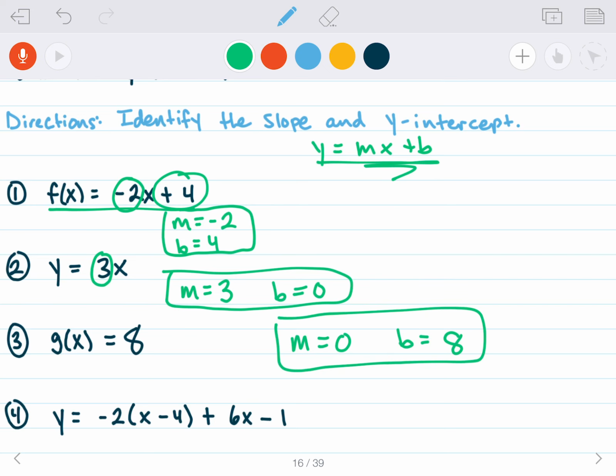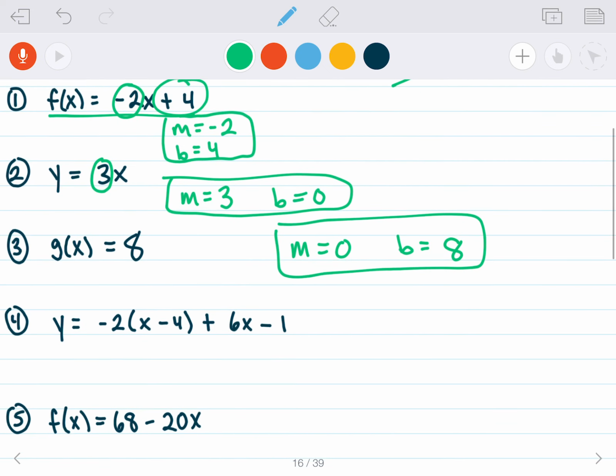All right, let's look at number 4. Now this isn't in y equals mx plus b form, but we can certainly use the distributive property and combine like terms so that it is in y equals mx plus b form. So let's start with the distributive property and distribute this negative 2 in there.